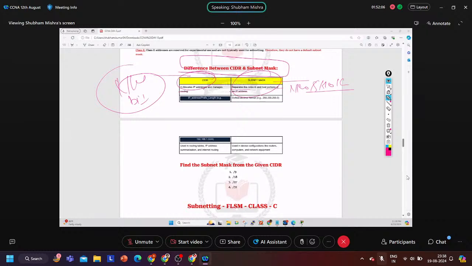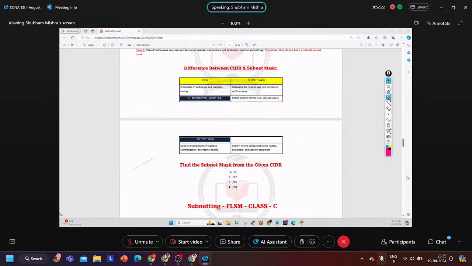Second thing, CIDR we generally write by slash value. Subnet mask you write like this, the format in decimal. So these are the differences.